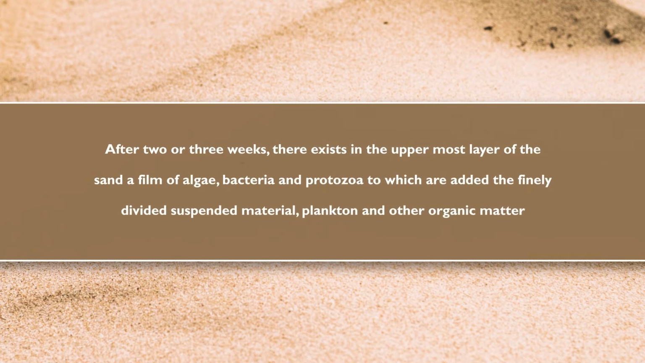After 2 or 3 weeks, there exists in the uppermost layer of the sand a film of algae, bacteria, and protozoa, to which are added the finely divided suspended materials, plankton, and other organic matter. This skin is called the schmutzdecke, and it acts as an extremely fine-meshed straining mat.